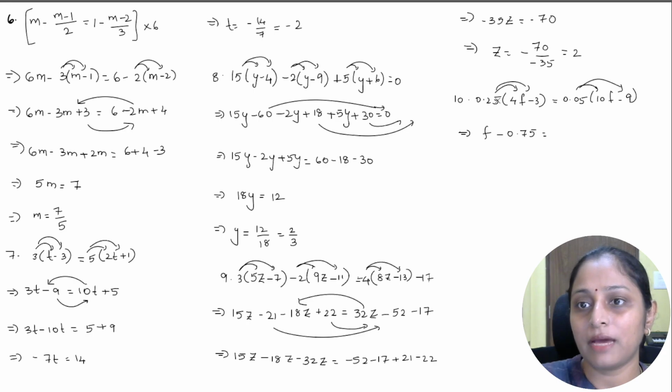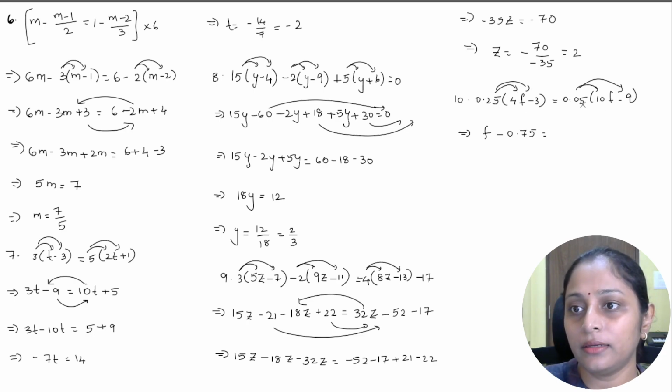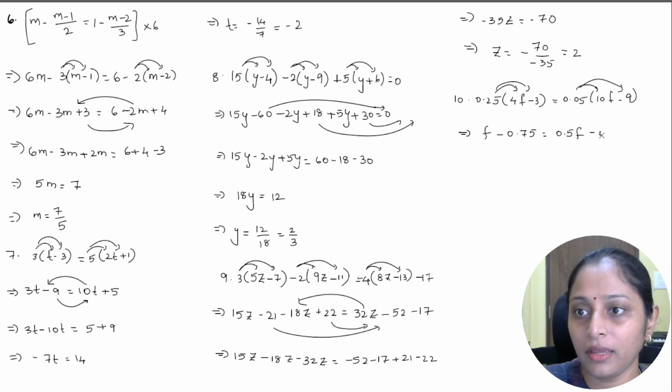75, okay, because I have 2 decimal places here. Here 5 into 10 is 50. 50 with 2 decimal places will become 0.5. Okay, and this is minus 9 5 is 45 with 2 decimal places 0.45.